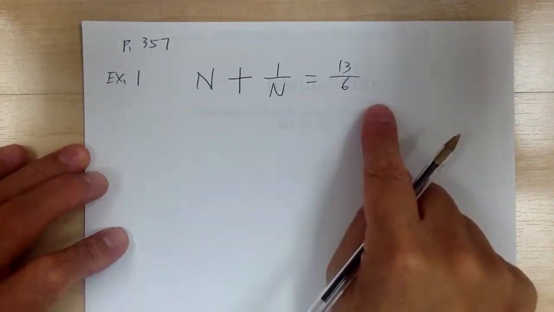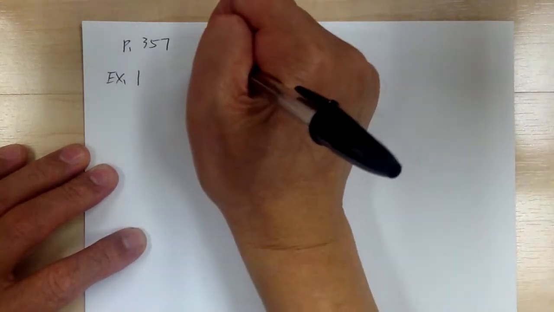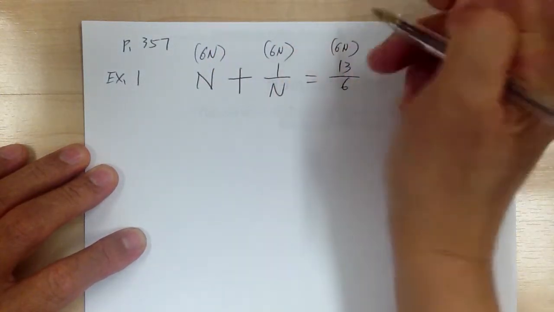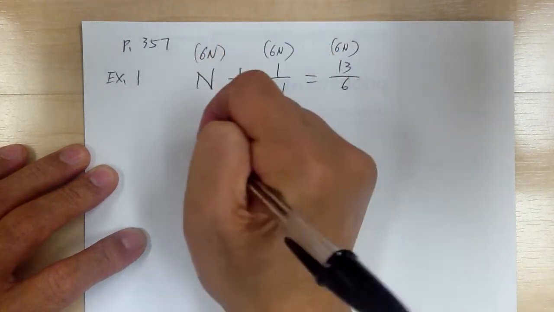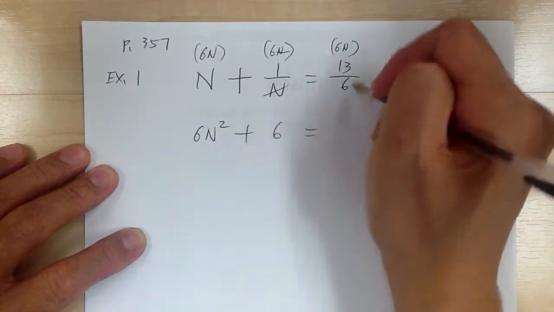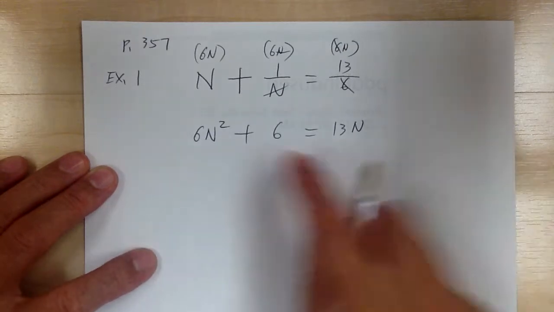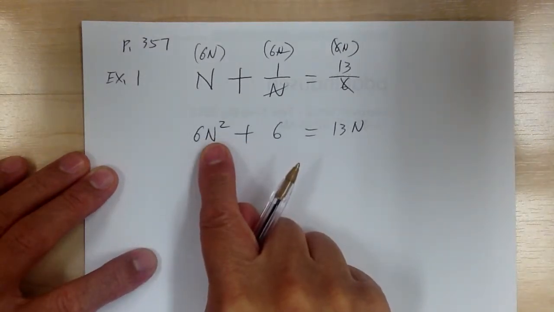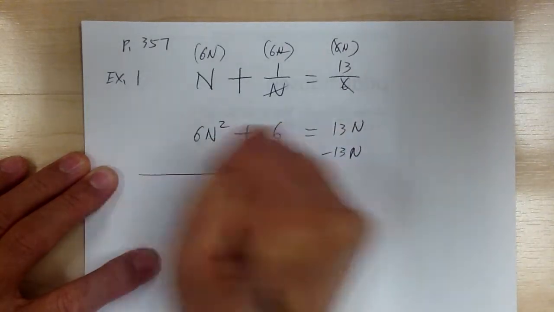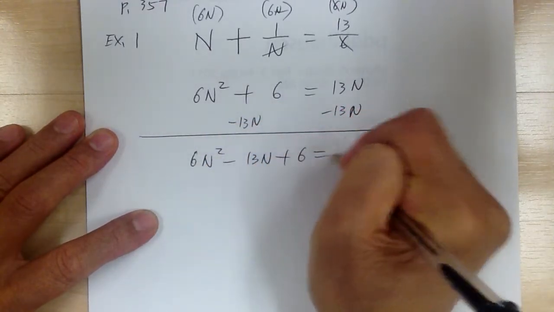So again, what you do is multiply by the LCD, right? So the LCD would be 6n. So write down multiply by 6n. So this n does not cancel, so it would be 6n squared. And this n will cancel out, so it would be plus 6, equal, the 6 cancels out, so it would be 13n. Now when you have a square, that means you have to make it equal to 0, so you can do factoring. So minus 13n on both sides. So you got 6n squared minus 13n plus 6 equal to 0.